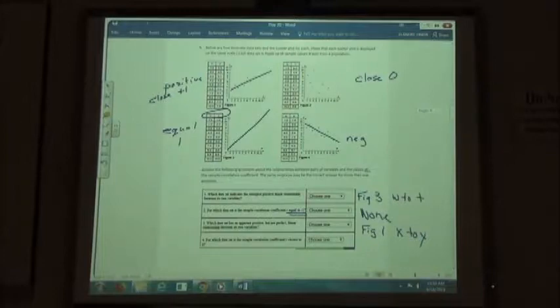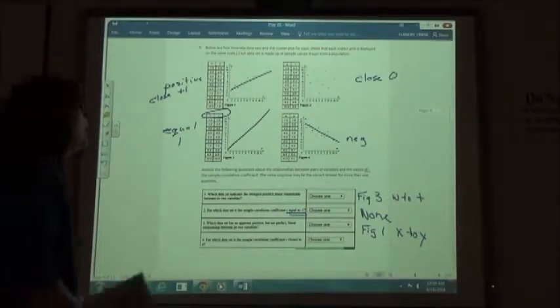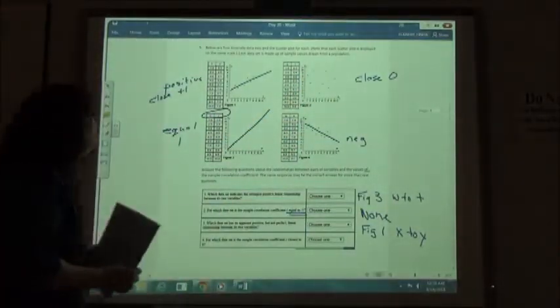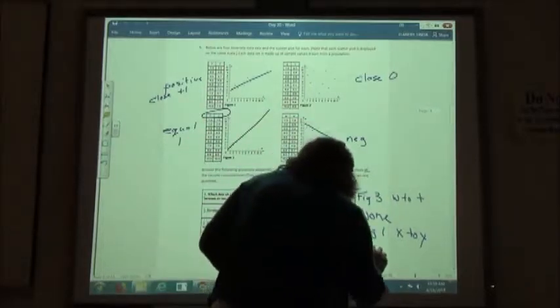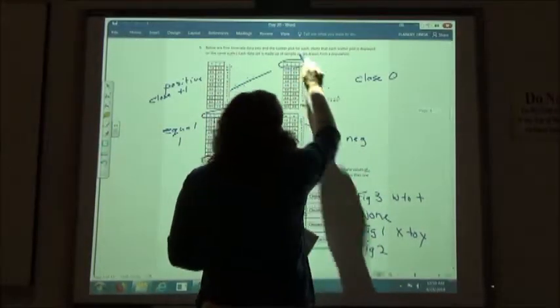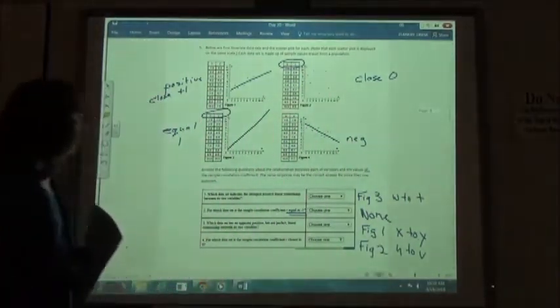And for which data set is the sample correlation coefficient r closest to 0? The one that's closest to 0 is the one where my points are scattered all over, which is figure 2. Figure 2, the variables there are u to v.